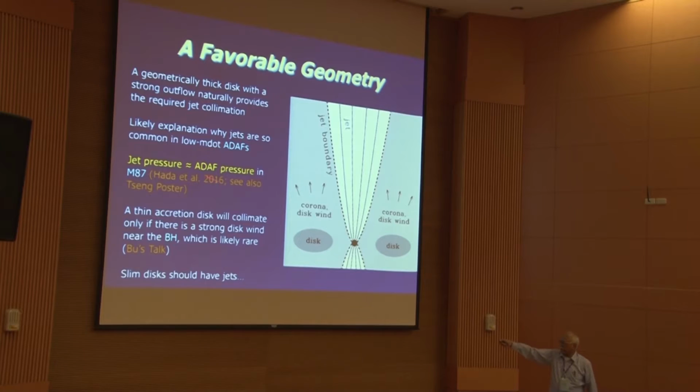This is all speculation, okay? But I think this will get clarified in the next few years as people begin to do better simulations of thin and thick systems. Okay, so thick systems are good. ADAFs are great for making jets, and this is why all the LLAGNs seem to be radio loud.